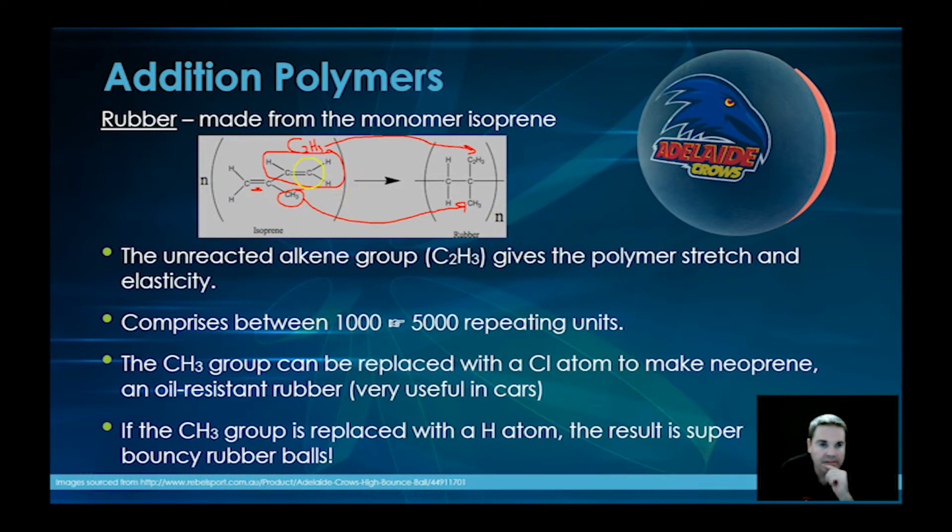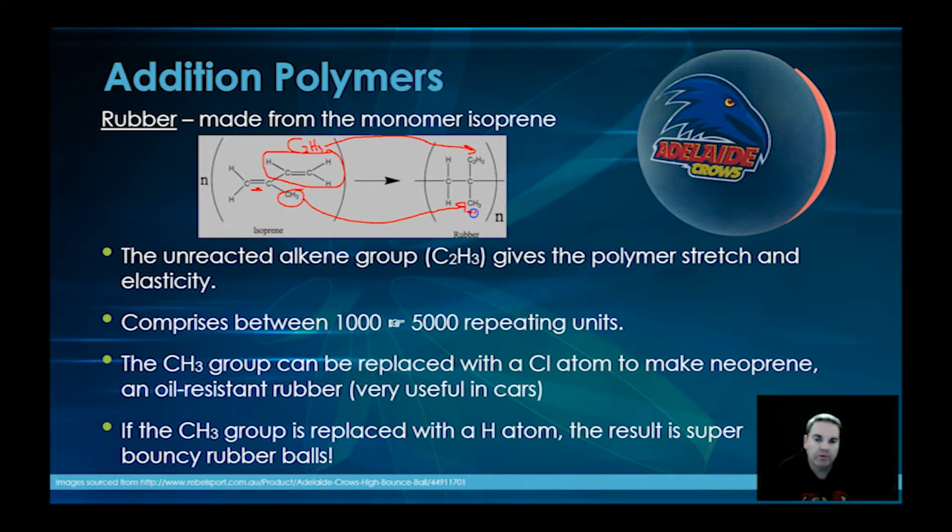The good thing about having this double bond in here is you can form secondary bonds to other rubber chains, and it allows it to be really stretchy, which is why we get that elastic band kind of stretch because of the rubber molecules. We normally have about 1,000 to 5,000 repeating units.